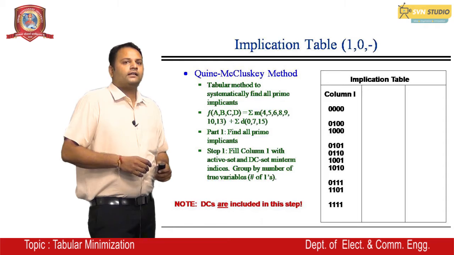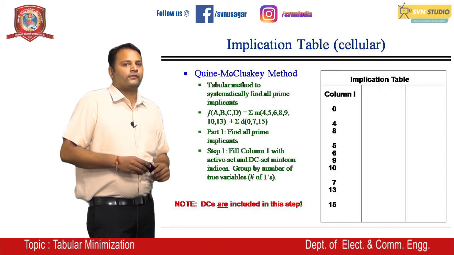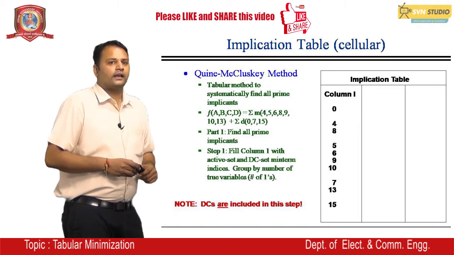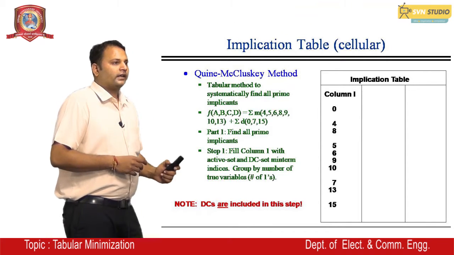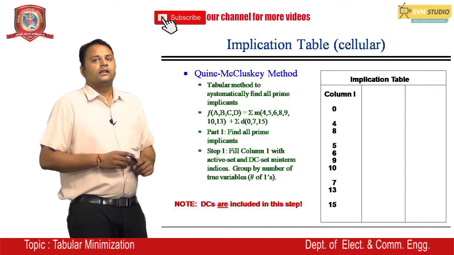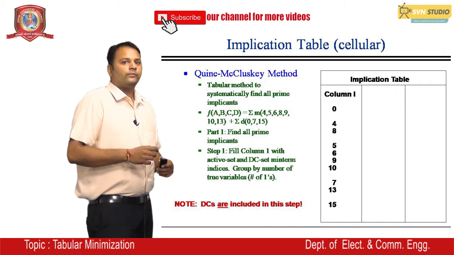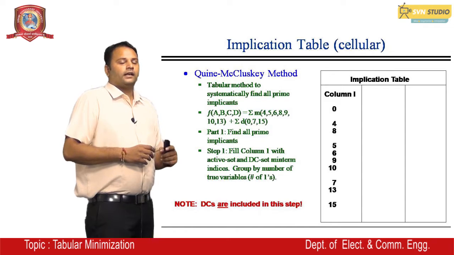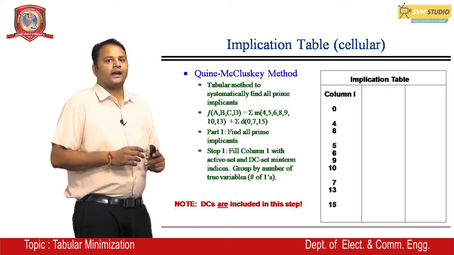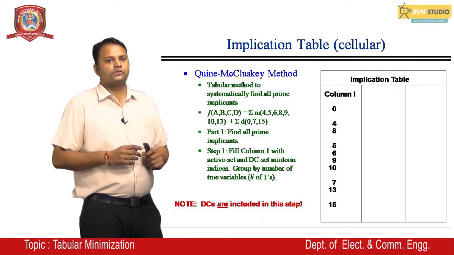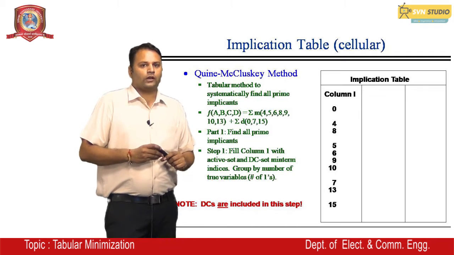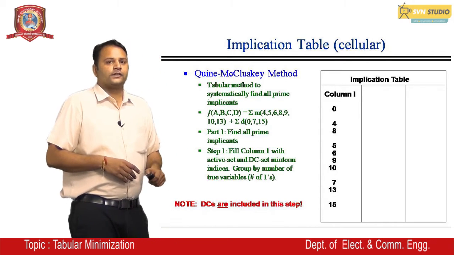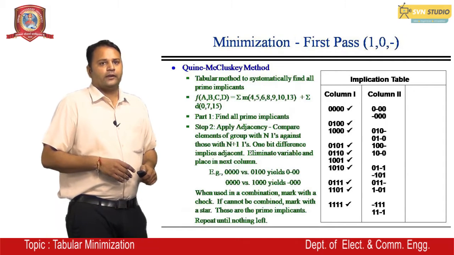We can take the example with minterms 4, 5, 6, 8, 9, 10, 13 and the don't cares 0, 7 and 15. The first column is 0. In the second column, 4 and 8 are used. In the third column, 5, 6, 9 and 10 are used. In the fourth column, 7 and 13 are used, and in the last, 15 is used as the full variable term.